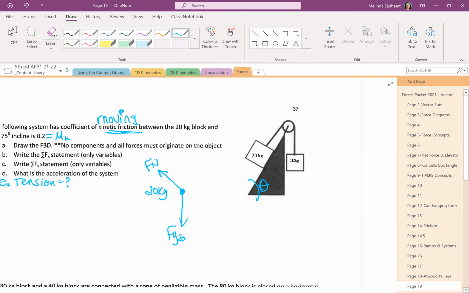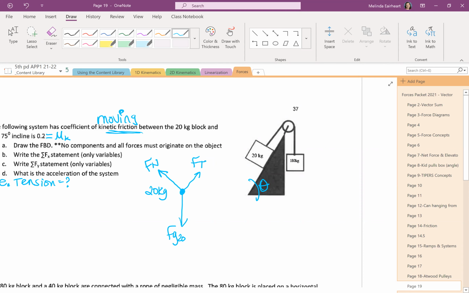What other forces are acting on it? Tension is going to be pulling it to the right, up the ramp, right? And so maybe it goes something like that. And then what? There's one more force. They mentioned coefficient of friction, so there's got to be a frictional force.